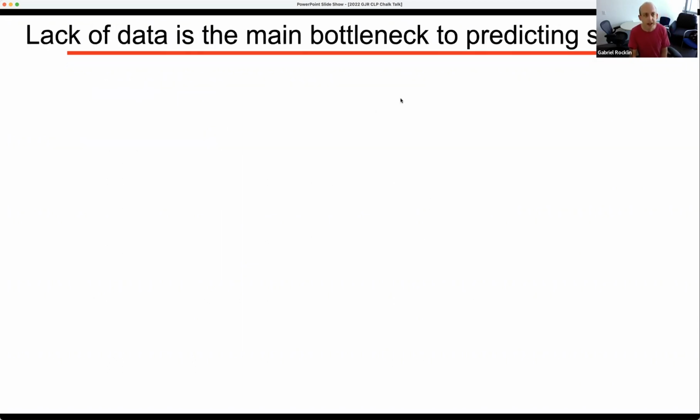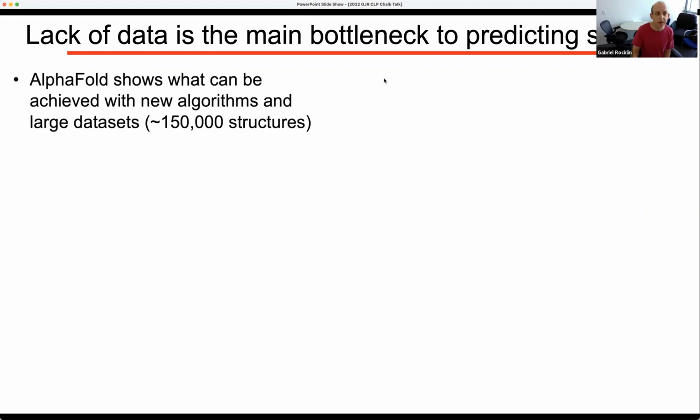Now, I think that the lack of data is the major bottleneck to predicting stability. So, many of you are familiar with the AlphaFold model, and AlphaFold was just this tremendous advance in predicting a protein's three-dimensional structure, but it's not able to predict the thermodynamic stability, the balance between folded and unfolded, because there isn't any of that data that went into training AlphaFold. But what AlphaFold does show is the potential of machine learning in protein modeling in cases where there's large amounts of data.